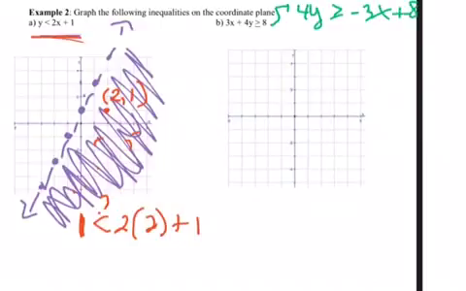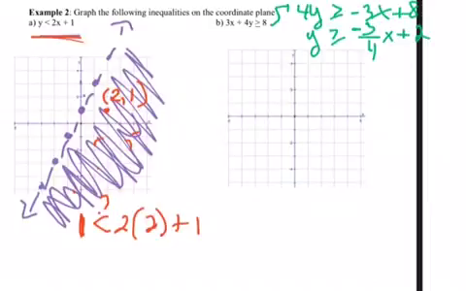The big thing I have to remember with inequalities is that if I multiply or divide by a negative number when I solve for the variable, I have to flip the symbol. In this case, I'm dividing by a positive, so I don't have to change anything. So I get y is greater than or equal to negative 3 over 4x plus 2.